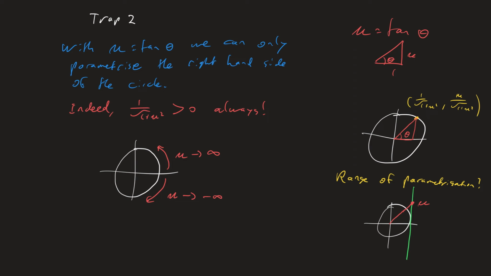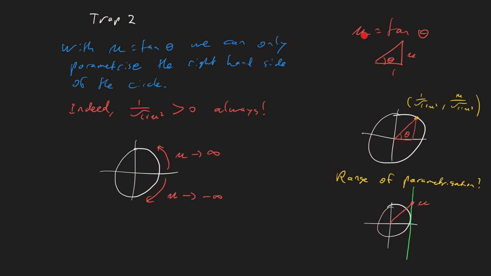With the parametrisation u equals tan theta, which we can use for functions in sine squared and cos squared, the problem is that we haven't yet discussed how the parametrisation works. And in fact, we're going to find out that we can only parametrise the right-hand side of the circle. So if we try to integrate from 0 to pi, we're going to run into problems, for example.